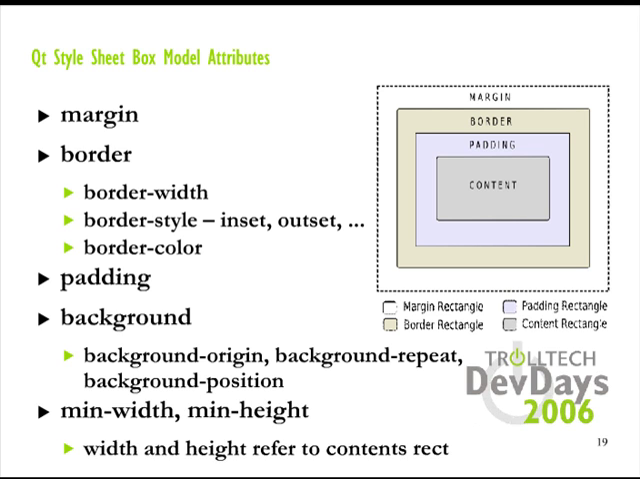Standard CSS properties, nothing new here. We support margin, border, padding, background, same stuff. Minimum width and minimum height is interesting. You can set the minimum width and the minimum height of a widget using the CSS properties width and height, min-width and min-height, I mean. An important thing to always keep in mind is that width and height refer to the width and height of the contents rect and not of the entire box. And this is very often confused.